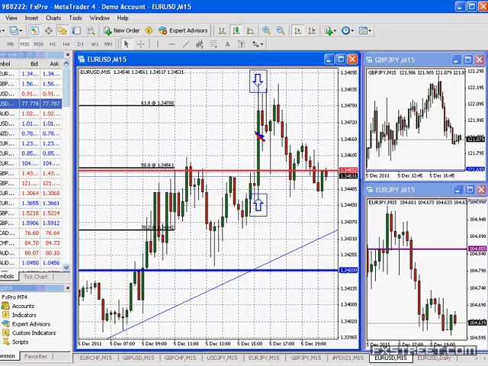I don't know if that's true, but if you look at the latest Commitment of Traders report, you certainly get an idea of what the hedge funds think about this.